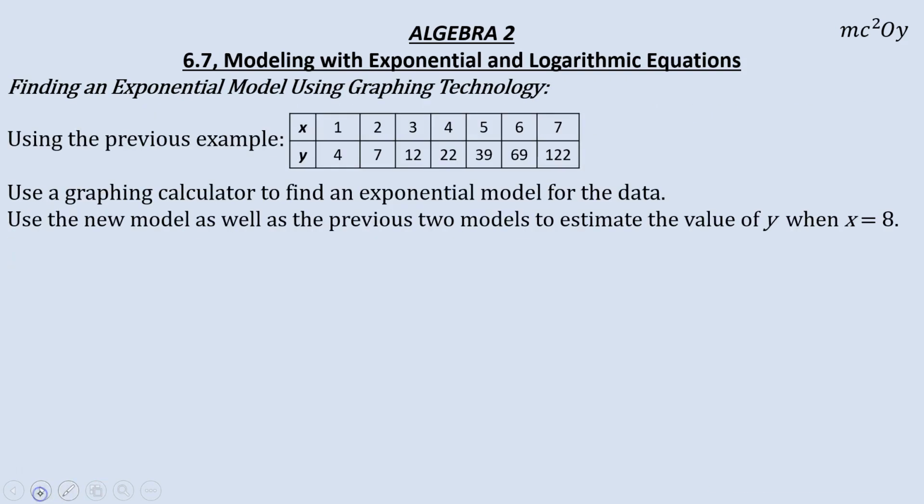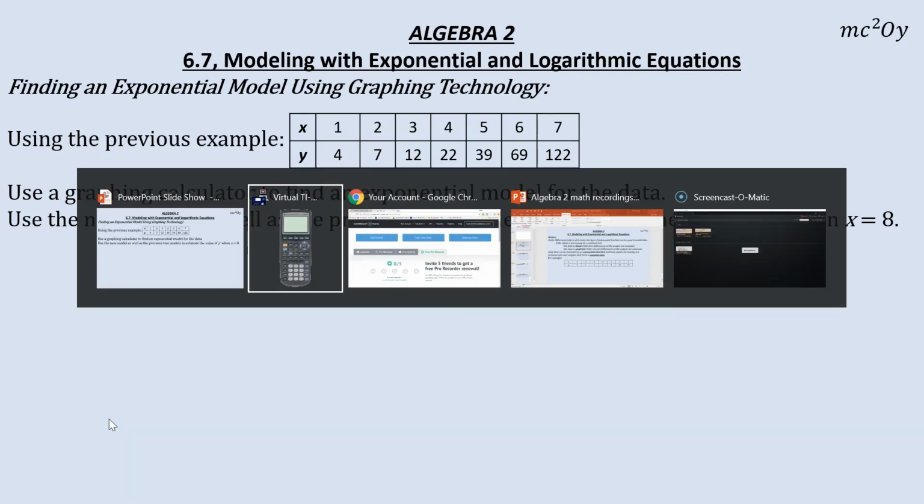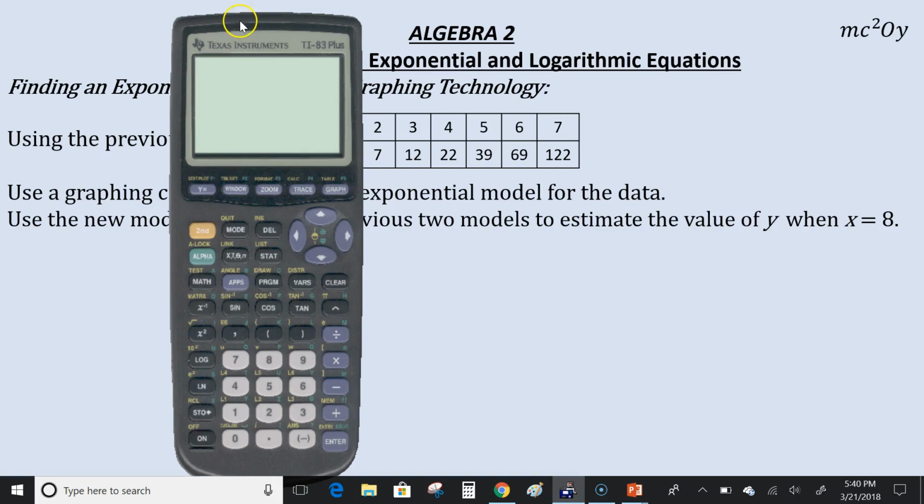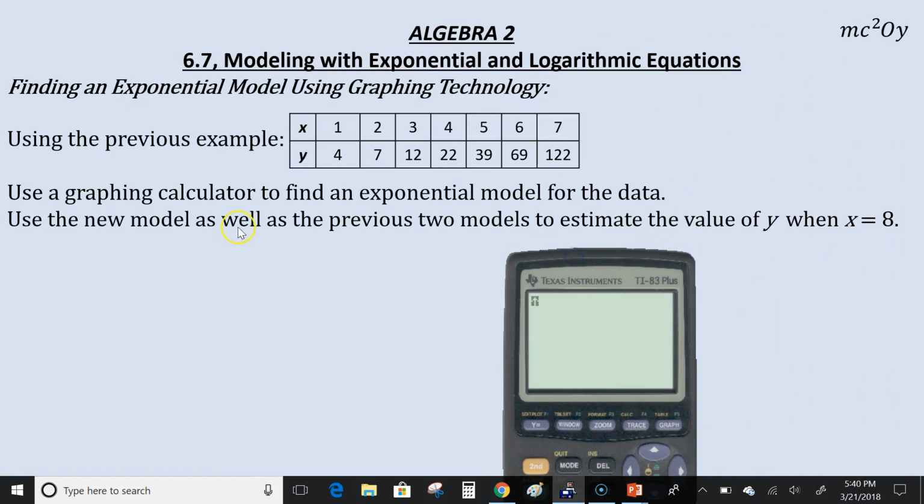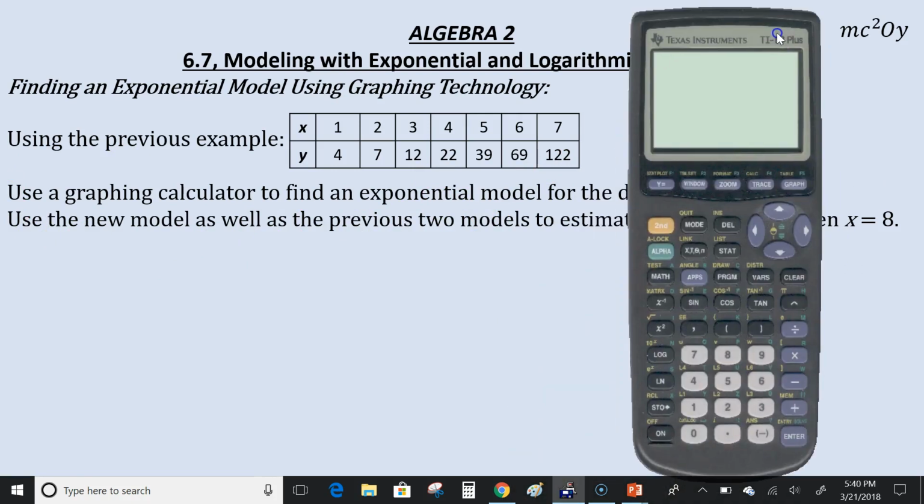Okay. The third way, and the way that I would probably do this problem, I'd either do it the first way or this way right here, is I'd use a graphing calculator. All right? And this says find an exponential model using graphing technology. And so I'm going to pause here. I'm going to try this graphing calculator that I found online just so that everyone can see it. This is a TI-83. Now I know a lot of you use TI-84s. And we won't forget down here where it says use a graphing calculator to find it, and then use the new model as well as the two previous models to estimate the value of y when x equals 8. We will do that. But I want to show how to use your graphing calculator to do this.